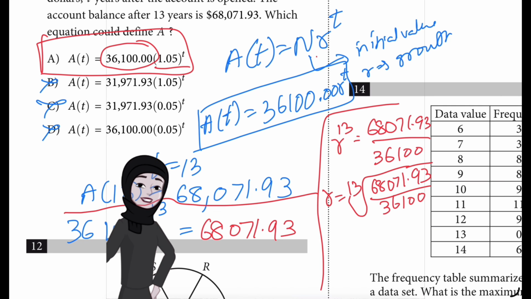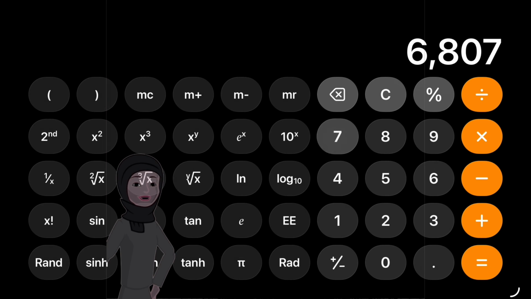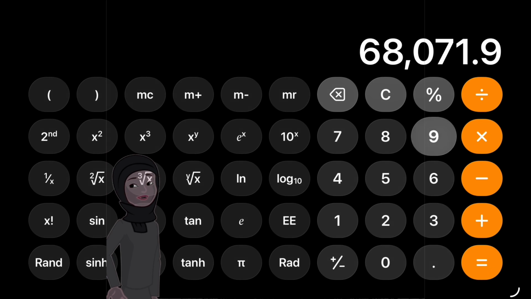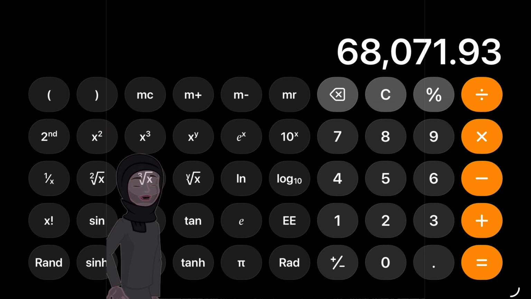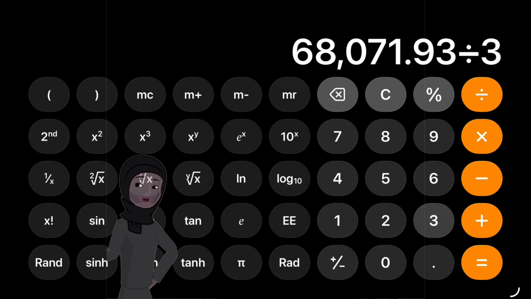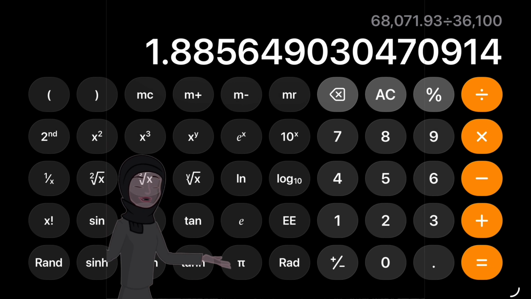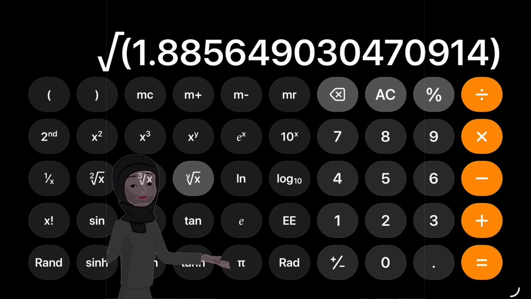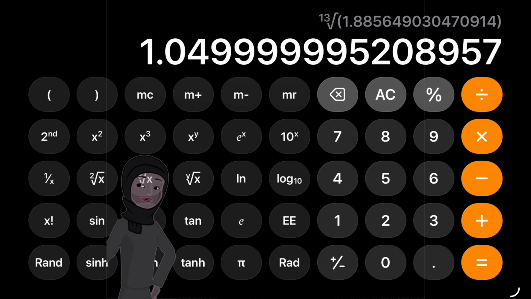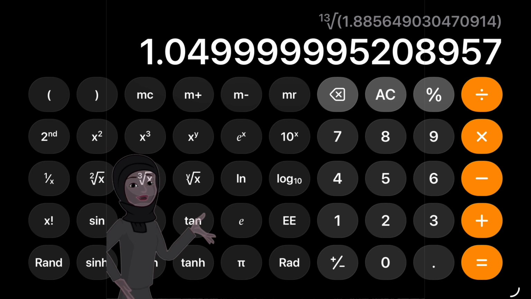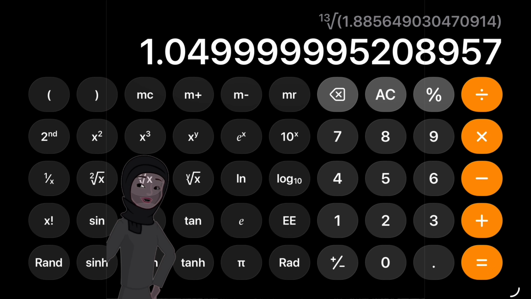So let us do this on the calculator. I will divide 68,071.93 by 36,100 first. So I'll get this value, and I have to take the 13th root of this. So I will get 1.049999, that's recurring, so I will round it to 1.05. So that means 1.05 is the value of r.